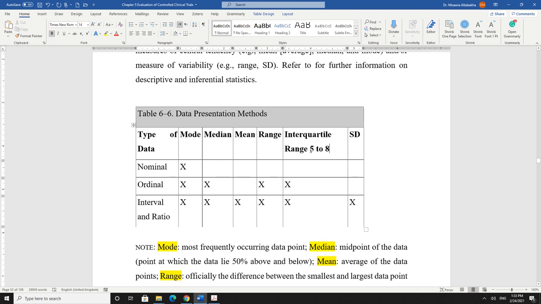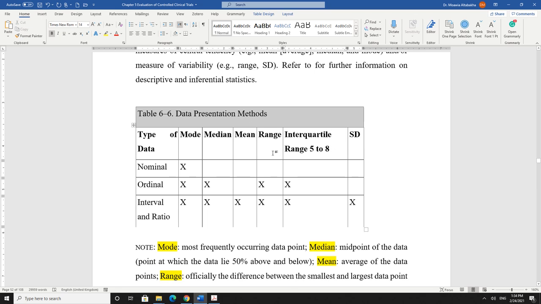What is this 5? It means 25% of the marks. Maybe let's say 10 of you have got less than 5. What is 8? 75% of the marks are less than this. Maybe let's say 30 of you are less than 8. What about the other 25? They are more than 8.